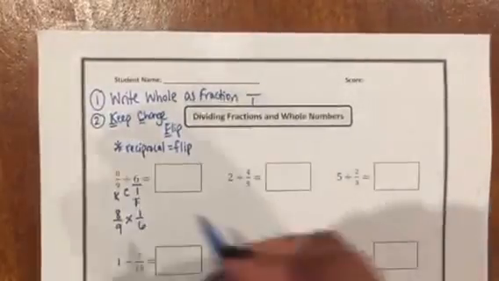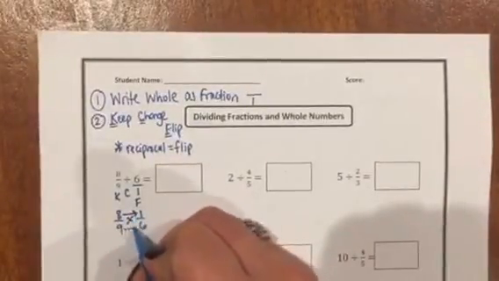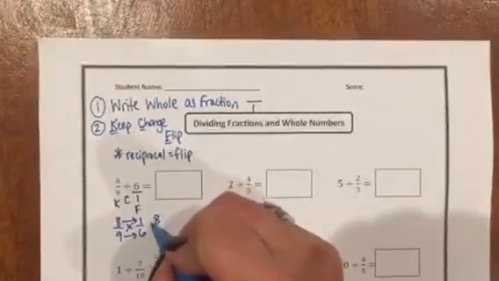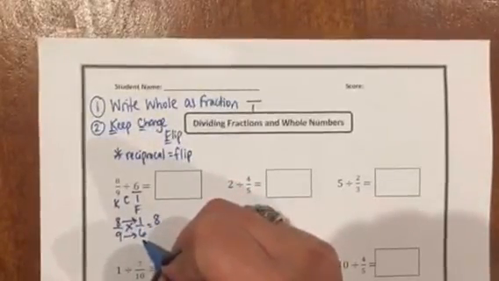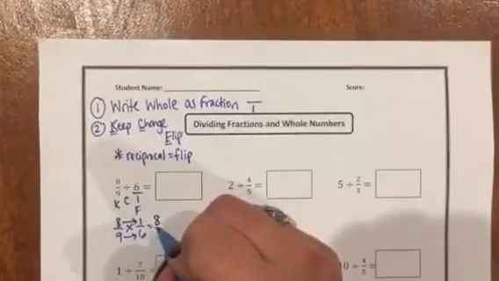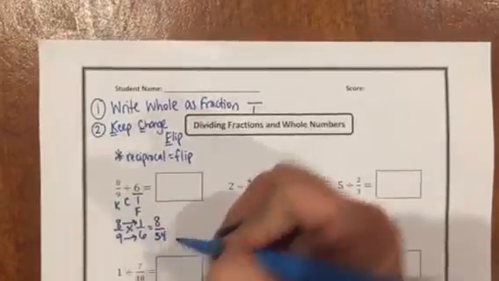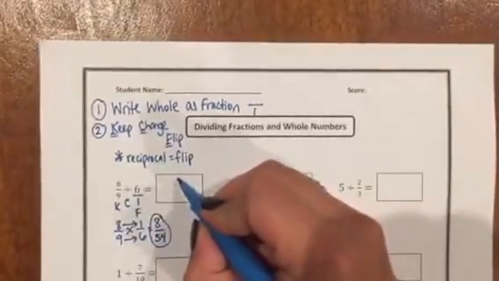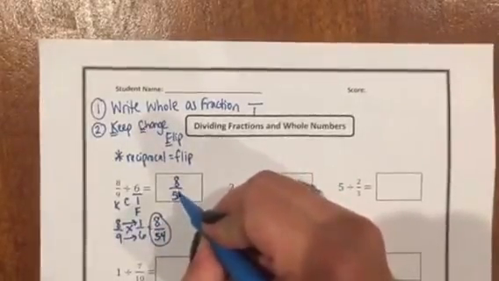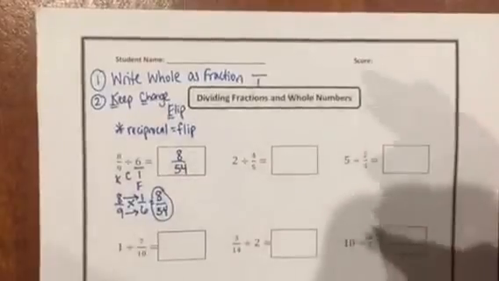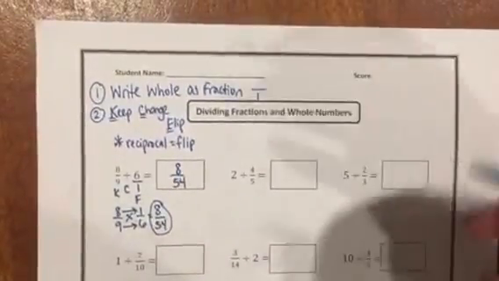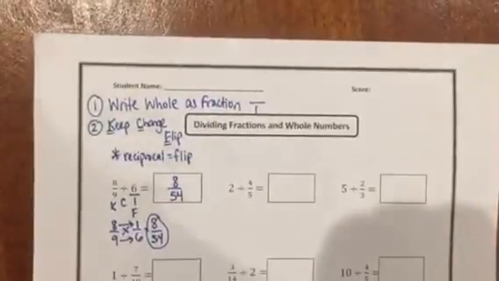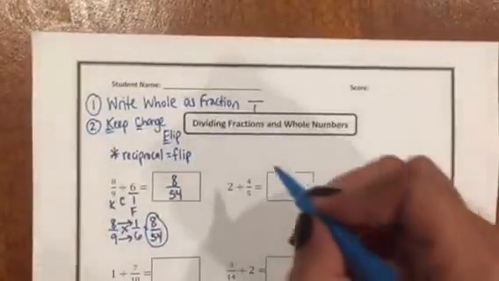So multiplication is easier than dividing, so now I can just go straight across. So 8 times 1 is going to give me 8. 9 times 6 is going to give me 54 as my denominator. And there I have my answer, which I'm going to write in the box, 8/54. Now I know that I can simplify that fraction, but we haven't gotten to that point yet. So for this homework, you can just leave this as 8/54 and you'll be fine.